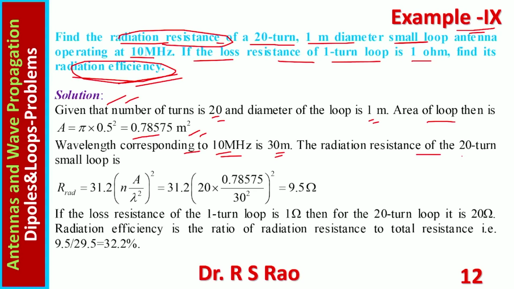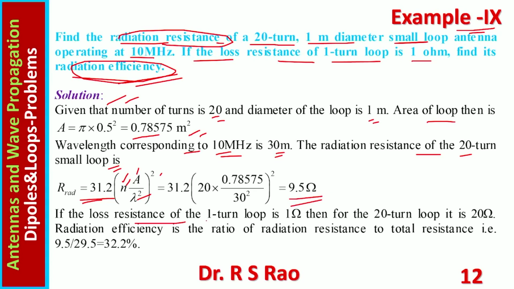Radiation resistance of a 20 turn small loop is equal to 31.2 times n, number of turns, times A by lambda square, whole square. This is the formula for radiation resistance. Area is available, wavelength is available, number of turns is available. Substitution gives radiation resistance as 9.5 ohms.